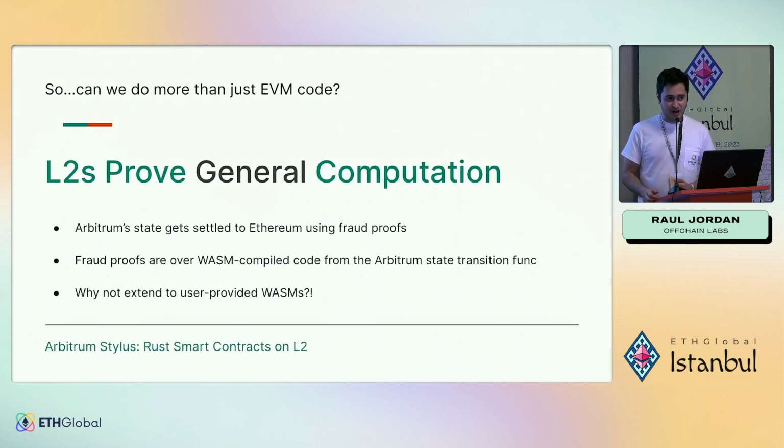So we asked ourselves the question, hey, can we do more than just execute EVM smart contracts on Arbitrum? Well, it turns out that with L2s, you can prove general computation. That is, of course, deterministic, I should add. And as Arbitrum state gets settled to Ethereum using fraud proofs, and we're already using WebAssembly, why not just extend that to support user-provided WebAssembly as well?